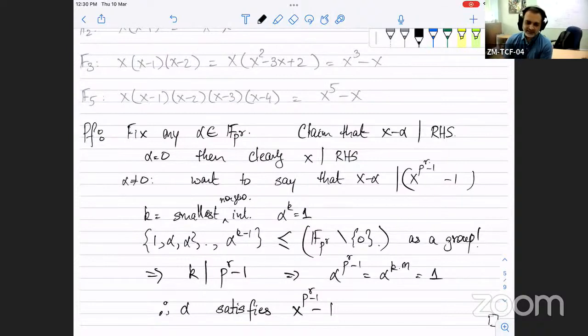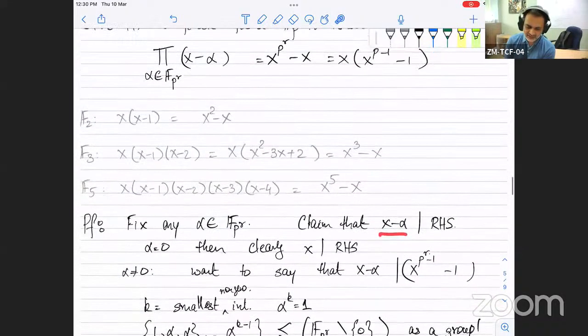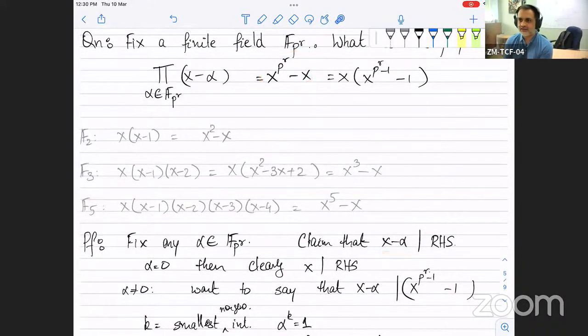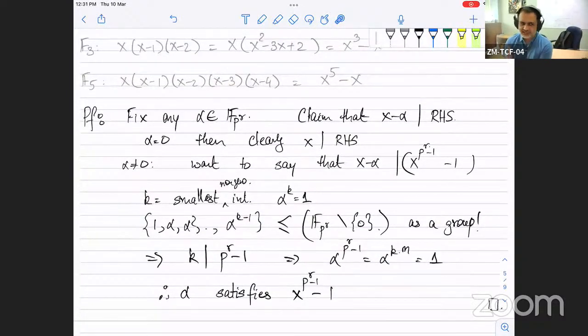And that basically tells us that you can choose any alpha that you want from this field, and the polynomial x minus alpha divides the right hand side. You've just found p^r factors for a polynomial of degree p^r, which basically means these are all the factors. You can't have anything else. It turns out to be an extremely powerful observation, and it's going to help us a lot in designing these factorization algorithms.